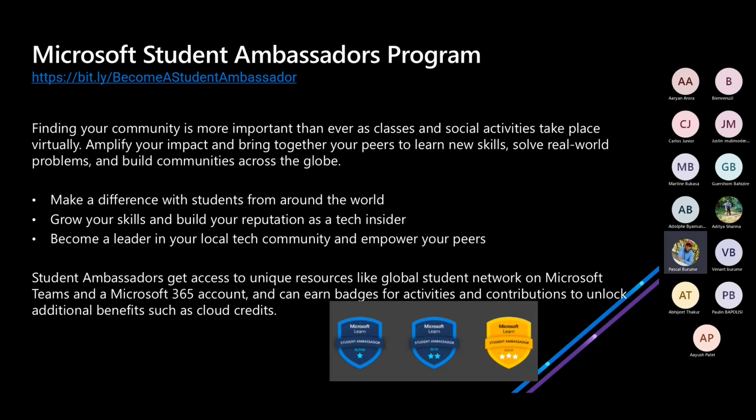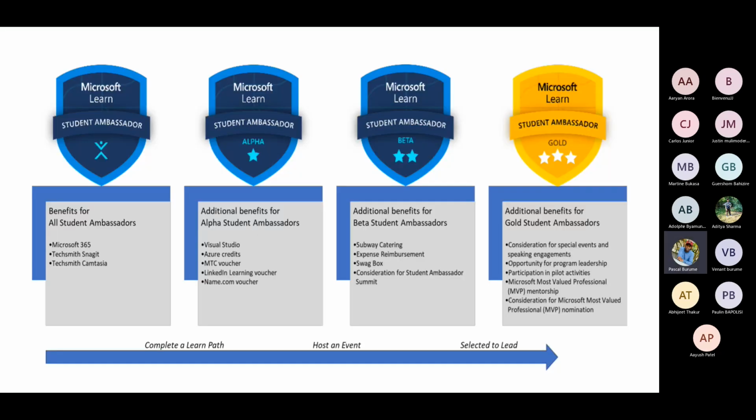Then after that, we have different milestones. You can have Alpha. Firstly, when you are enrolled, you will be a new ambassador, and as a new ambassador you will get different benefits such as Microsoft 365, TechSmith Snagit, and TechSmith Camtasia. All of that will be free for you once you are admitted as a student ambassador. By practicing and reading some modules directly, you will be nominated as an Alpha student ambassador.